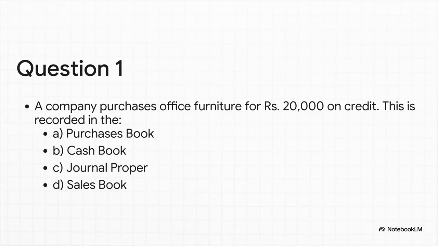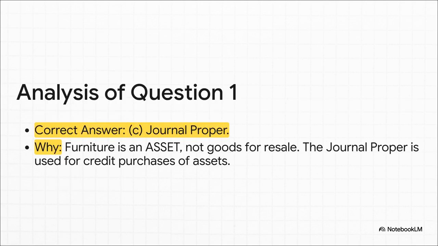Go ahead and take a moment to think about this one. A company is buying office furniture, and they're doing it on credit. Where do you think this transaction should be recorded? Try using those two key questions we just talked about. The correct answer here is C, the journal proper.